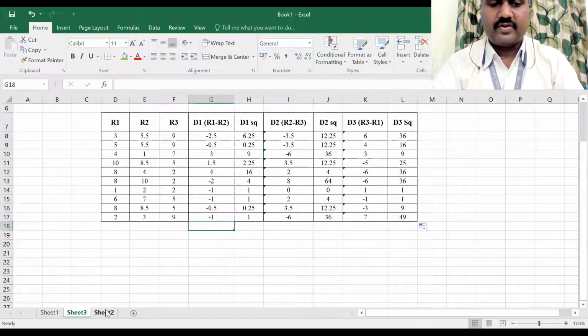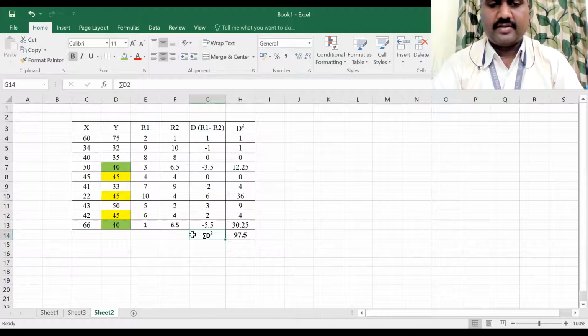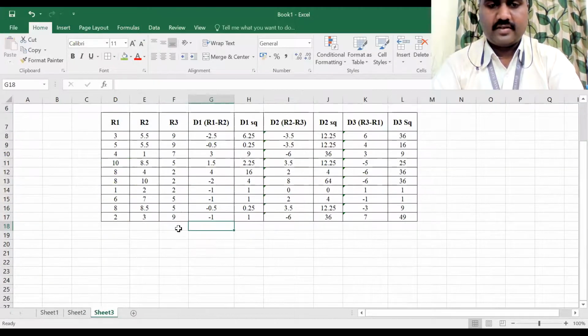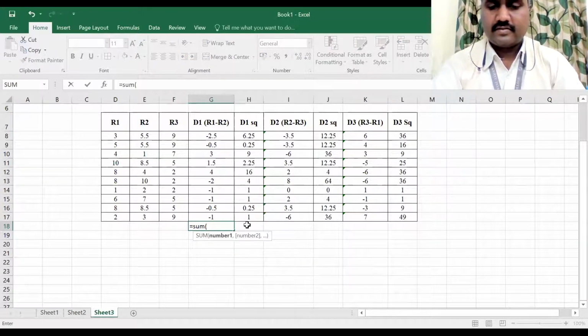So now we need to find out the summation of D square, right? Summation D1 square. I'll copy and paste it here. So now the summation D1 square. Okay, this one.